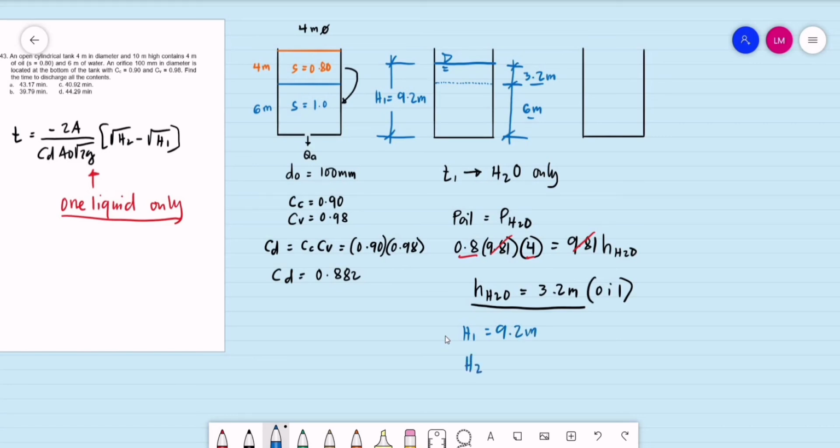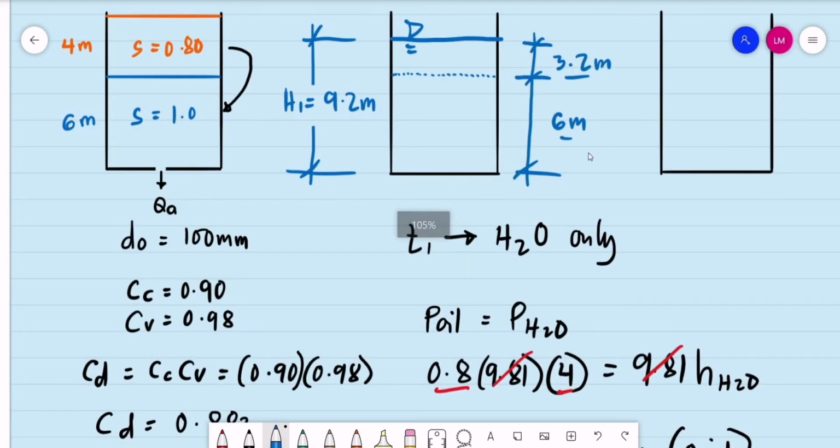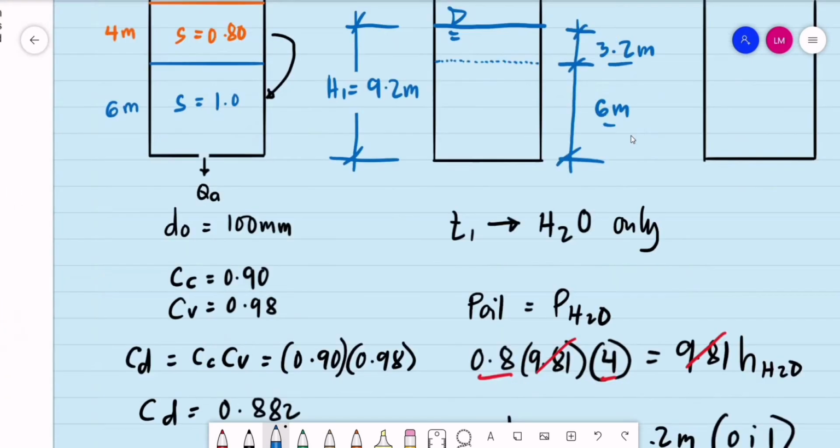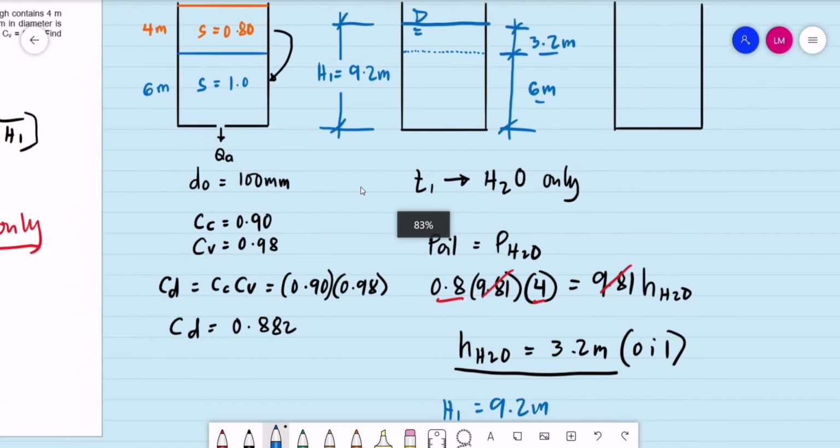So, ang tanong dito, ano yung magiging final head kapag ubos na yung tubig? Yun ay kung matatanggal na yung 6 meters na actual water. Take note yung actual na tubig natin dito ay 6 meters. Pagkaubos niyan, ano na yung naiwan? So, ang naiwan in actual is yung oil na 4 meters. Pero ano yung equivalent niya in terms of water?